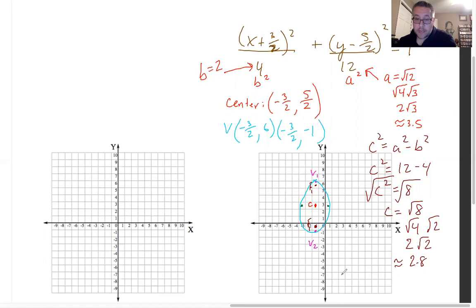So if I want to write out the coordinates of the foci, I would have, let's see, -3/2, and then the center was at 5/2, and from that 5/2, I go up and down, or plus and minus, this √8 distance, which simplified is 2√2. So that would be the best way to express the foci without getting too messy. So you're at -3/2, comma, 5/2 plus or minus, which is up or down, that length of 2√2, which was at 2.8 that I tried to rough in. All right, great.